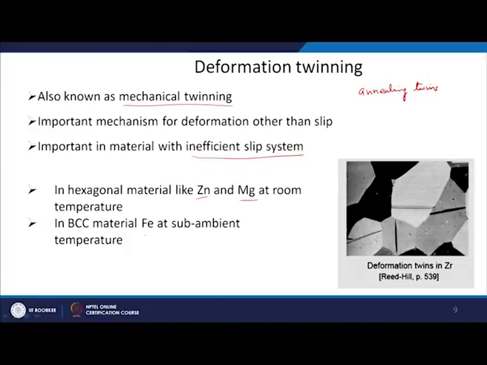In BCC material also, for example, steel at subambient temperature, it will deform by a slipping process. At a little bit higher temperature, deformation by slip becomes easier, because at high temperature it becomes easier for you to slide the atoms over one another. So, there you will not see deformation through twinning, but if you go to low temperature, then you will start seeing that the deformation is through the twinning process.